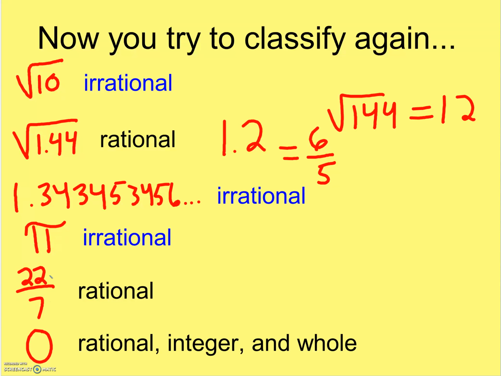22 over 7, the reason I picked that is if you take 22 divided by 7, you get a really weird decimal. It's actually a repeating decimal, but people put it in their calculator, see that really weird decimal, and it's weird because it repeats 6 digits at a time. That's why people get confused in their calculator with that one. So that's why I put that one on there. And then, of course, 0, we talked about this one: rational, integer, and whole, but not natural.